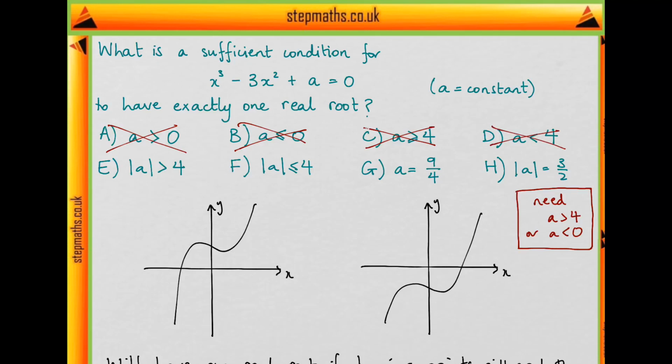A strictly less than 4, well, again, a could be like 1 or something, so that's out. For the absolute value of a to be greater than 4, either a is greater than 4 or a is less than minus 4. And we can see that that would be enough to know that these conditions are satisfied. A greater than 4 or a less than minus 4 would definitely give us that a is less than 0. So we know that if this is satisfied, then our necessary conditions are satisfied. Therefore, the absolute value of a being greater than 4 would be a sufficient condition.